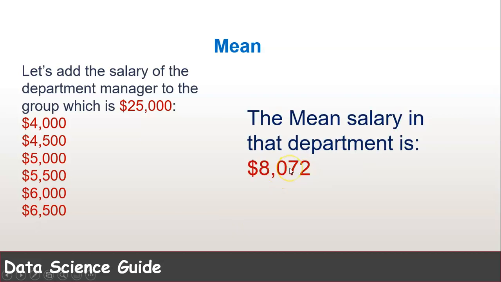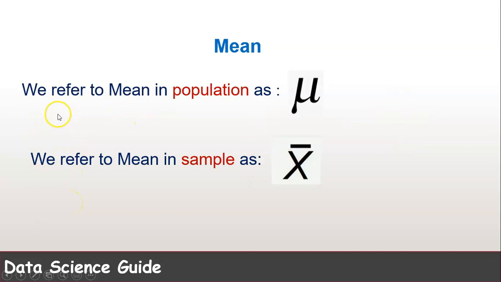The mean salary in that department now is 8,000, so you can see how one value can significantly change the mean value. So in this case, we call this value an outlier because it is not similar to any other value in that group. And we refer to mean in population as mu and the mean in sample as x bar. So you need to remember these two symbols because we are going to use them in all the next lectures.